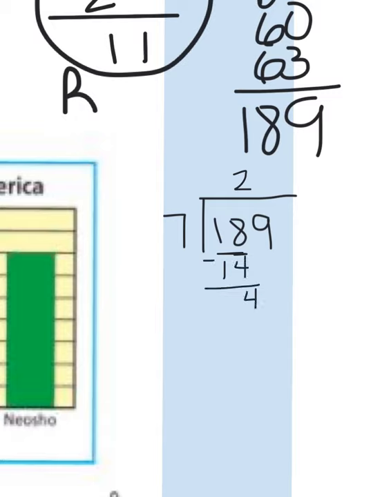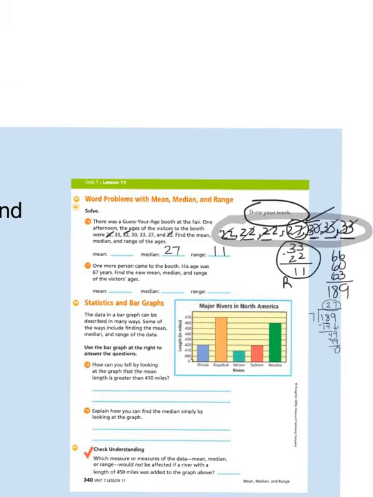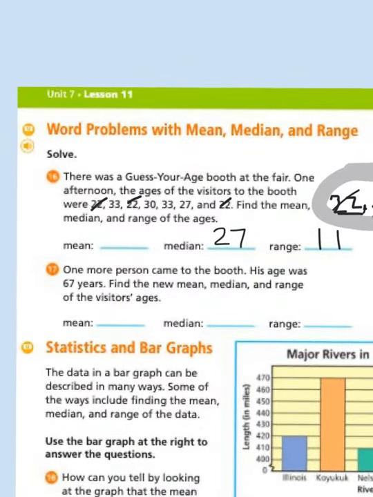7 does not go into 4, so then I bring down my 9. 7 goes into 49. 7 times 7 is 49. Subtract and you get 0. So the mean or average of this problem is 27. So I'm going to put that in over here, and 27 is my mean.